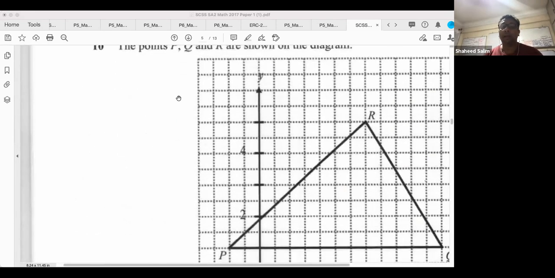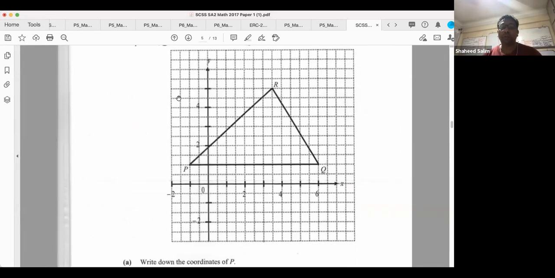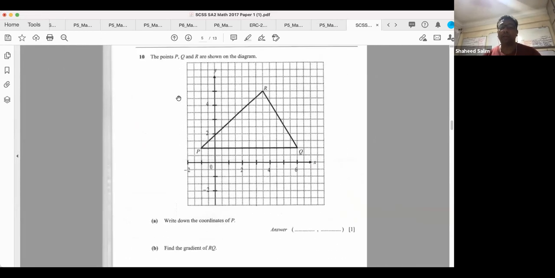Here we go. This one now is coordinates of P. Can you tell me what's the coordinates of P? Some of you will be saying, what are coordinates? Coordinates are the values of X and Y on the X and Y axis.